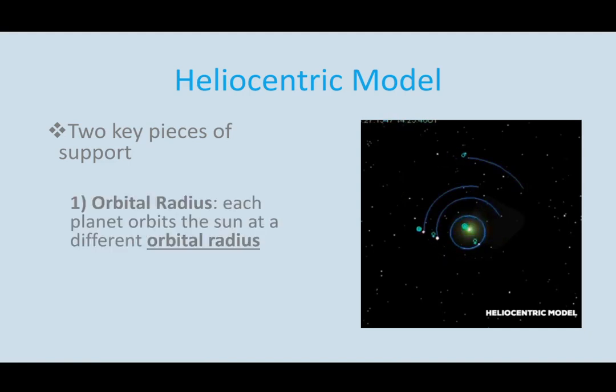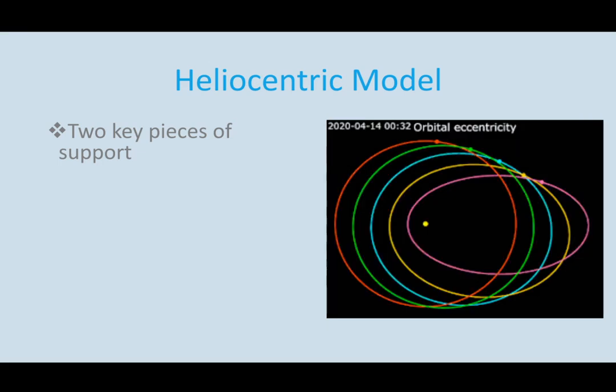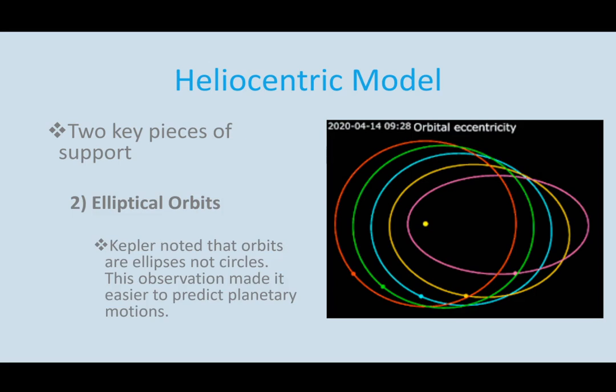First is the orbital radius. Each planet orbits the sun at a different orbital radius, as you can see in the image to your right. The shorter the orbital radius, the faster a planet moves in its orbit. Secondly, there are the elliptical orbits. Another astronomer, Kepler, noted that the orbits are ellipses, not circles. This observation made it easier to predict planetary motions. Once we recognized that they were moving in ellipses, not circles, it became easier to predict their movement.